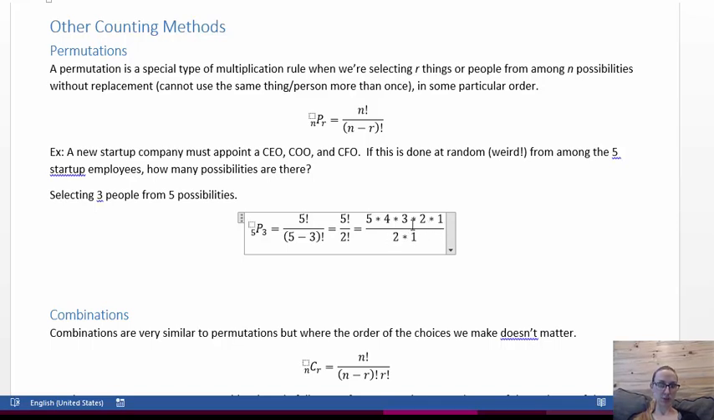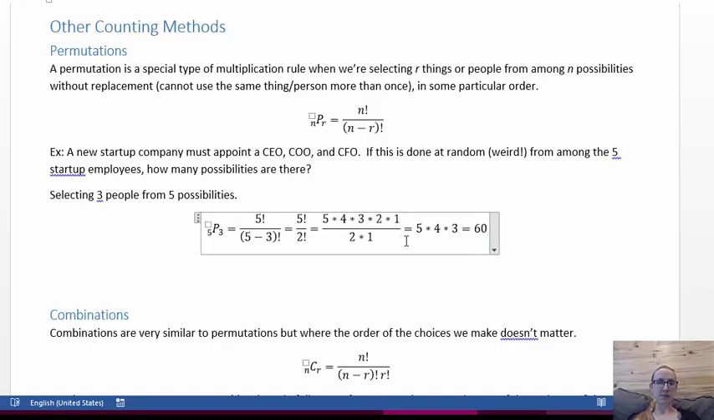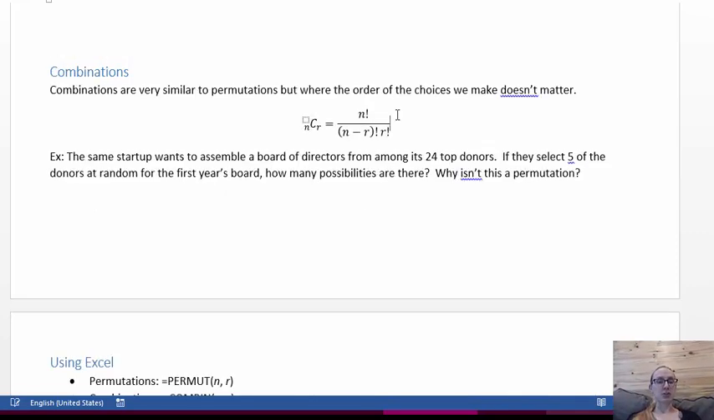So in this case, we would compute this out. I can actually cancel the 2 and the 1 on the top and the bottom of this fraction, so I end up with just 5 times 4 times 3. And the result here would be 60. So there's 60 different ways to select this CEO, COO, and CFO from a group of 5 people if you're just randomly selecting them.